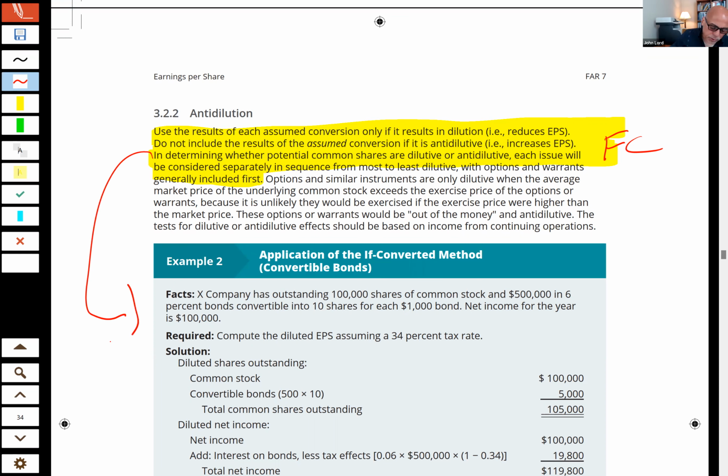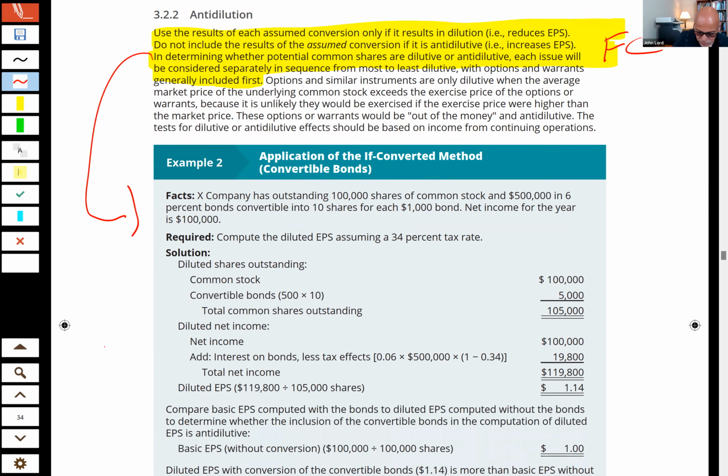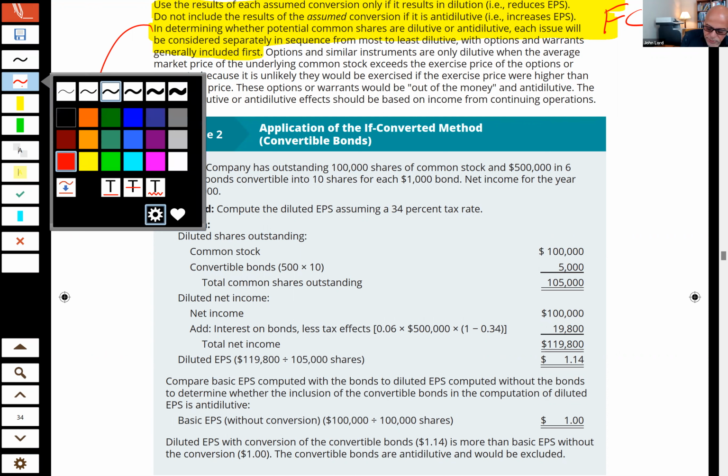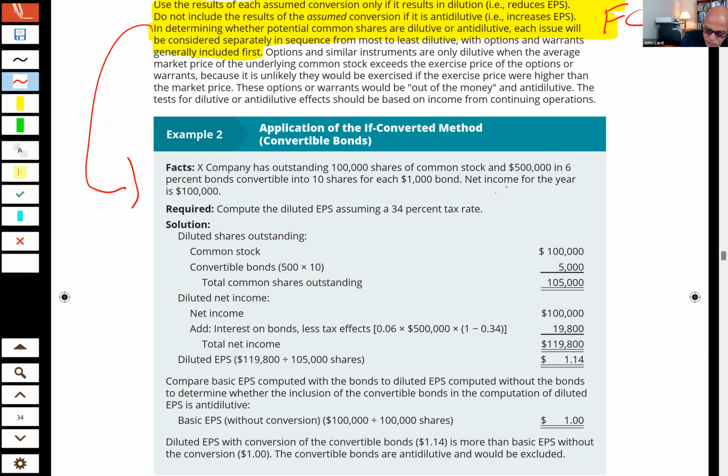So let's look at this example. I think I'm going to kind of drive this point home here in a couple seconds. Okay, so what happens? We're sitting here, and they tell us Company X has 100,000 shares of common stock and 500,000 in 6% bonds convertible into 10 shares for each $1,000 bond, and net income for the year is 100,000. Now, to me, one of the things I always struggle with on these questions for some reason is, well, how many bonds are we talking about?